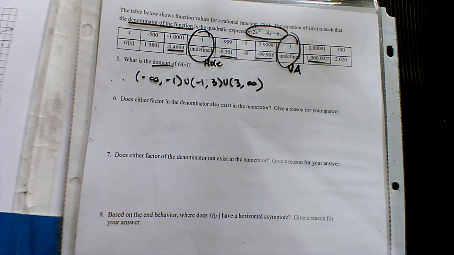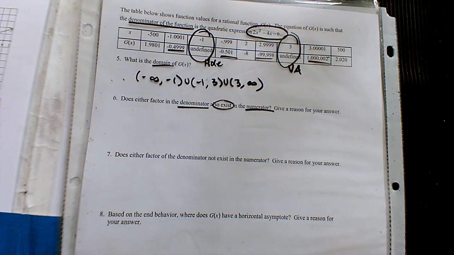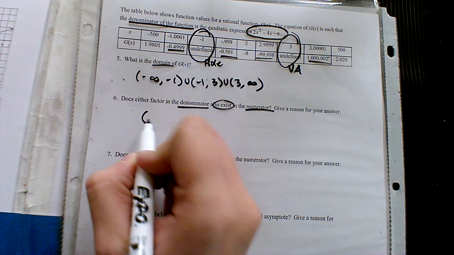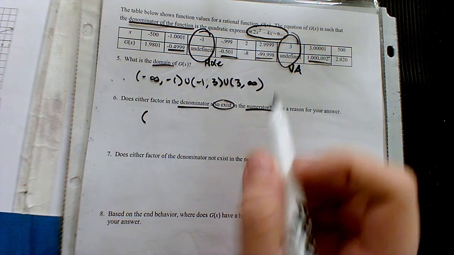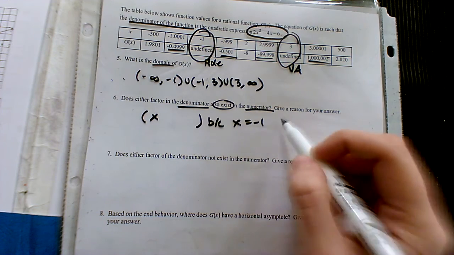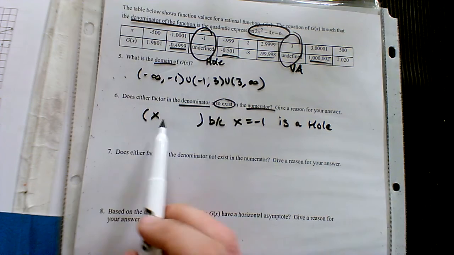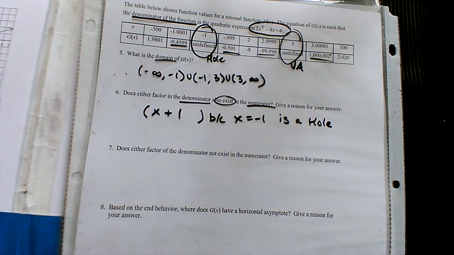Does either factor in the denominator also exist in the numerator? So basically, do we have a factor that shows up in both places, on top and bottom? Can we start to think about maybe what the equation would look like? Go ahead, Emma. X equals -1 would show up in the top as well. So it's a hole, because x equals -1 is a hole. So if -1 is the location, then the factor would be x plus 1. Good.